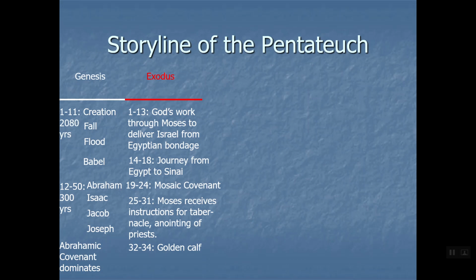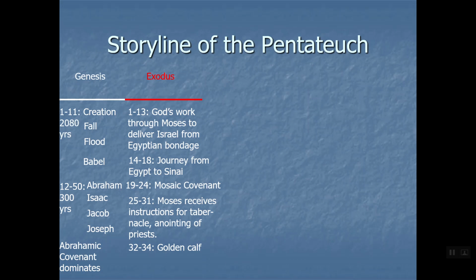In 25 to 31, Moses receives instructions for the tabernacle and for the anointing of priests. So these are a lot of chapters describing the construction of the tabernacle, how it was to be, in great detail.